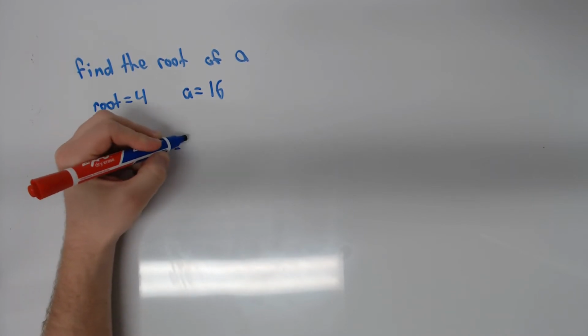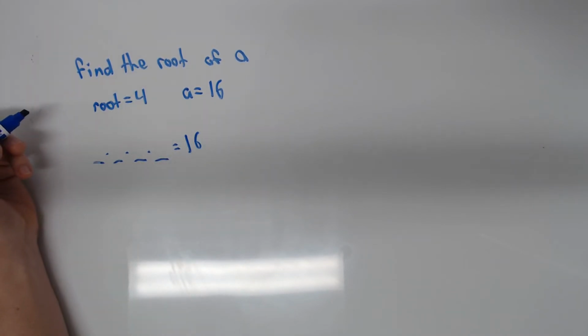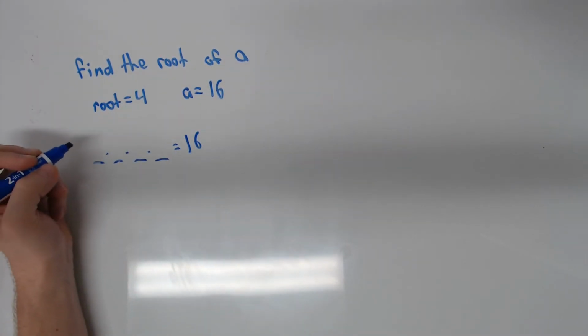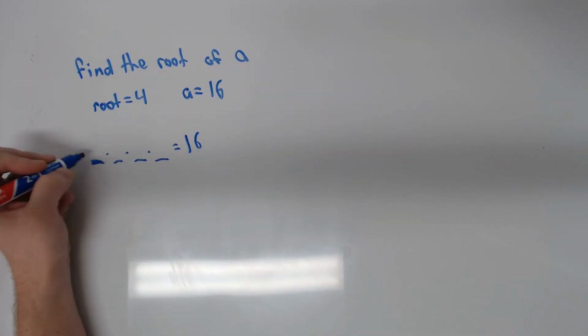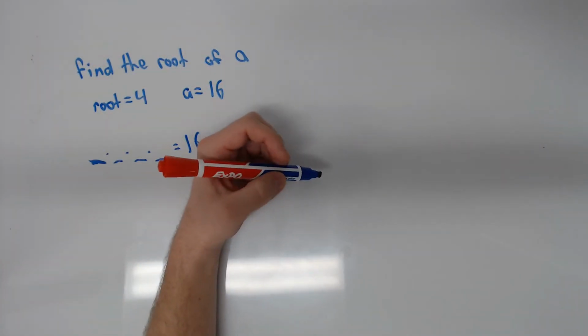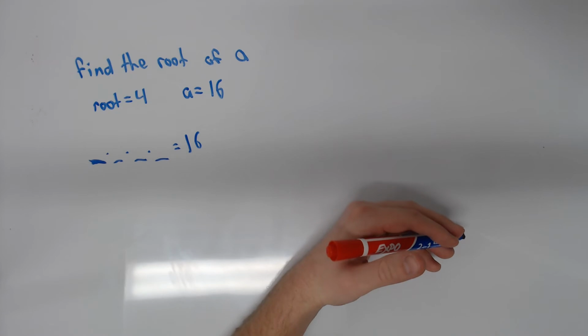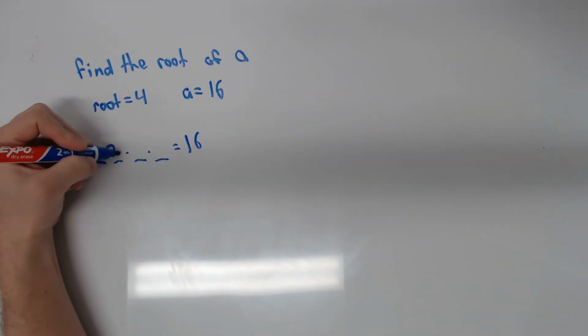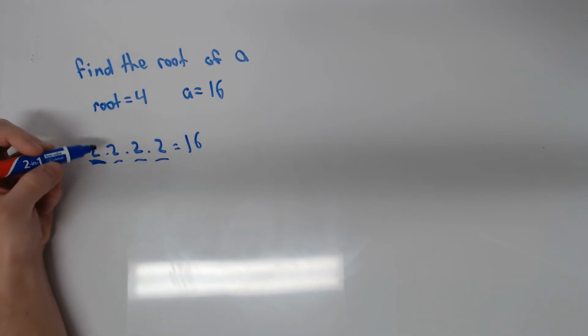So I have 4 numbers multiplied together that are supposed to get 16. 3 times 3 times 3 times 3 is going to be way too big because only 3 threes is already 27. So we got to go smaller. 1 times 1 times 1 times 1 is always just going to be 1. So my guess is it's going to be 2. Let's check our work quick.